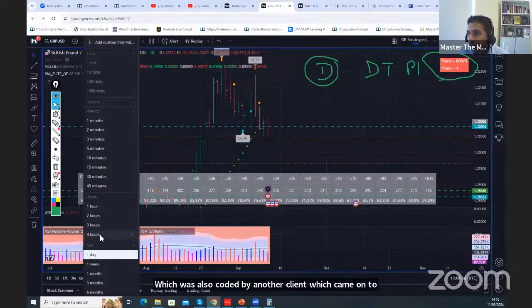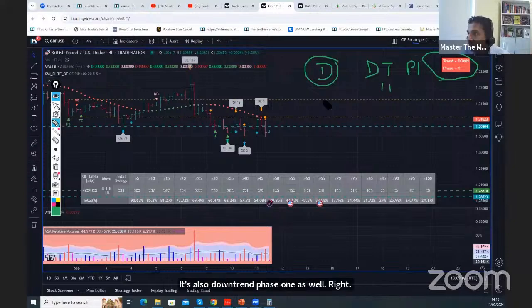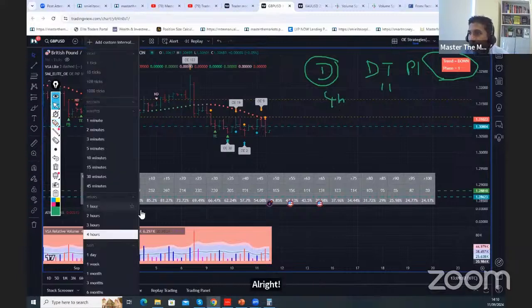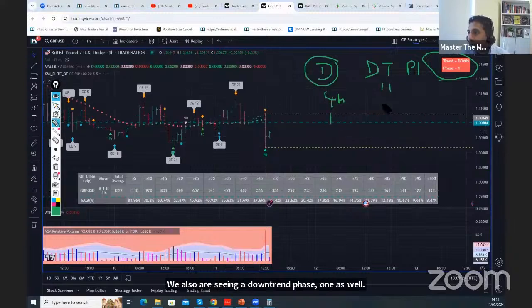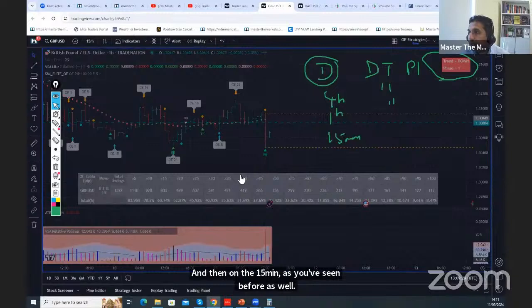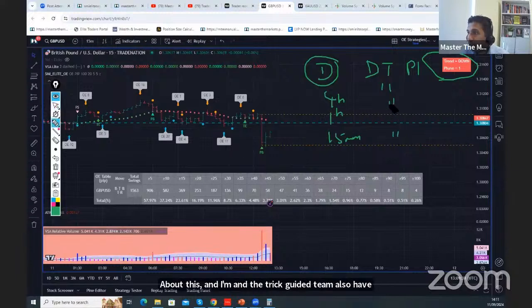Then let's take a look at the 4-hour. It's also a downtrend phase 1, which you can see over here. And then also on the 1-hour, we are also seeing a downtrend phase 1. And then on the 15-minute, as you've seen before, it's also showing a downtrend phase 1. So this is the best part about this, and the Trade Guider team have also programmed all of this on Smart Center Pro, which will show you all the trend aligning.